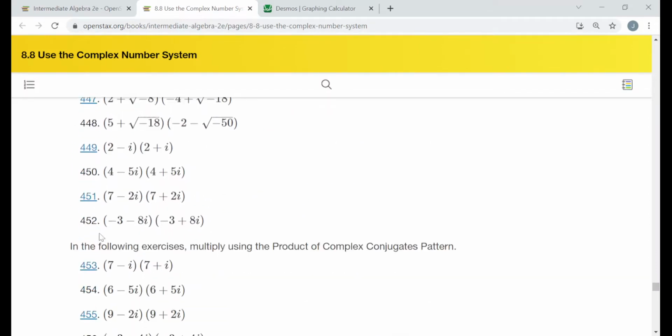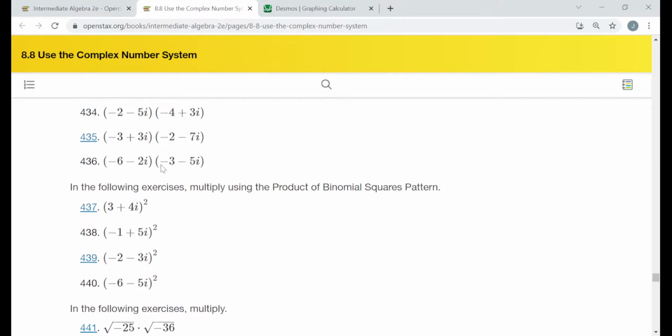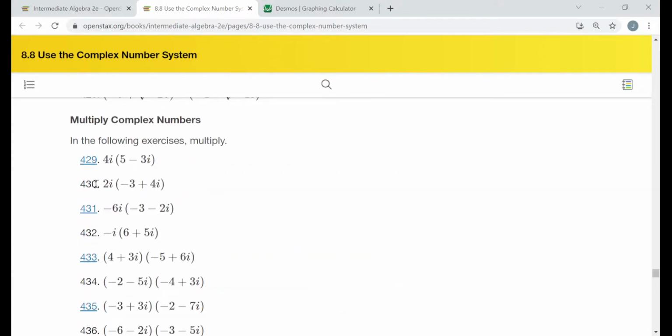All the way down to 456. I'm doing these because they don't have solutions in the book. You may notice that all the odd numbered problems you can click on, they have a link, and you can be taken to the solutions. So I'm going to work on the ones that don't have solutions.